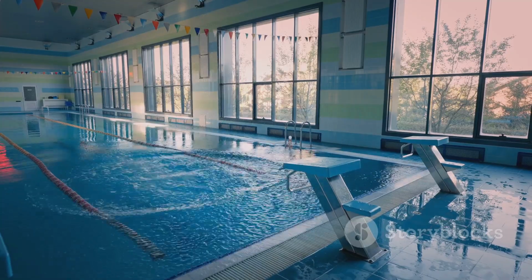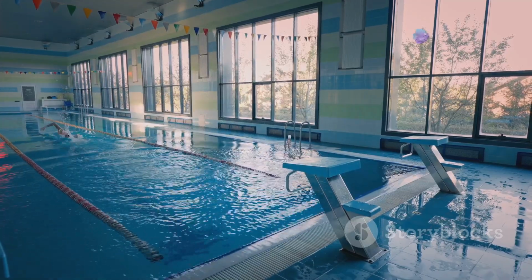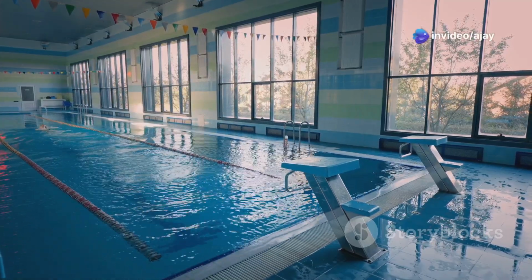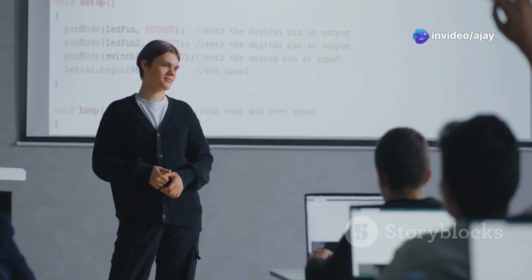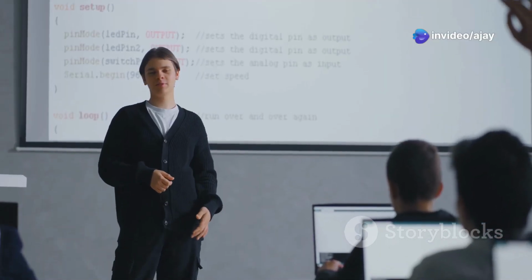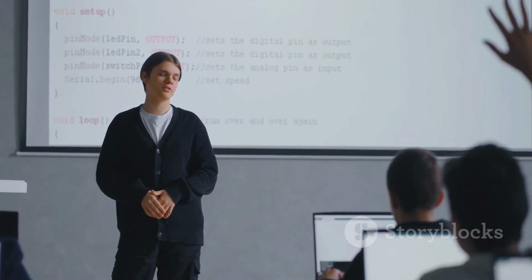So there are three main types of polymorphism in Python: method overriding, method overloading, and operator overloading. First up, method overriding, also known as runtime polymorphism.